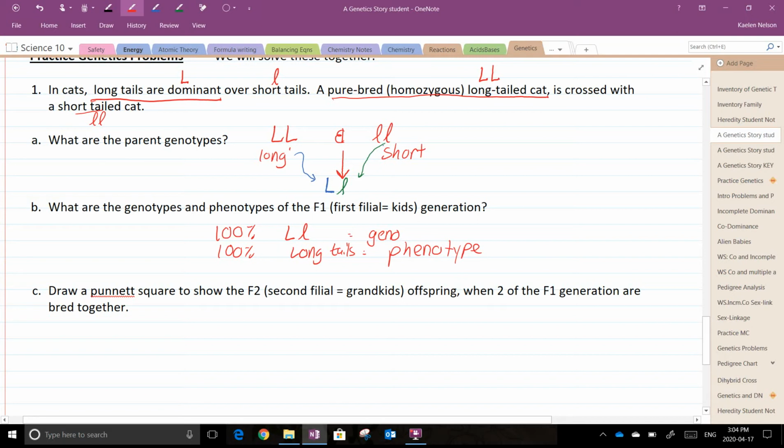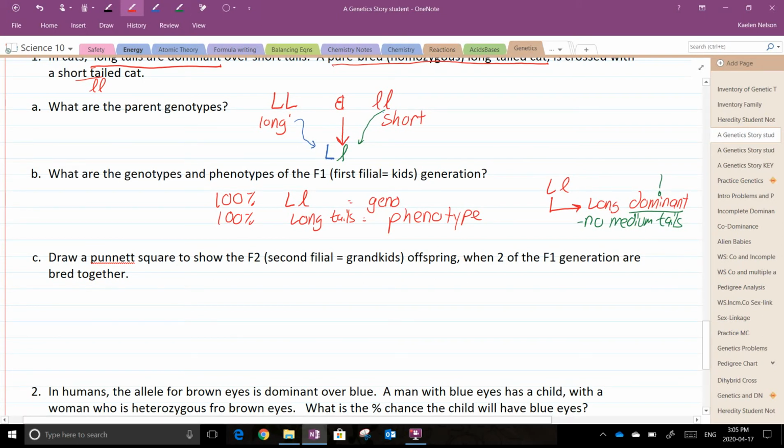Remember that big L, little l, big L is long and dominant, which means we have no medium tails. Even though we have one of each gene, the dominant one is the one that tells us what it's going to look like.